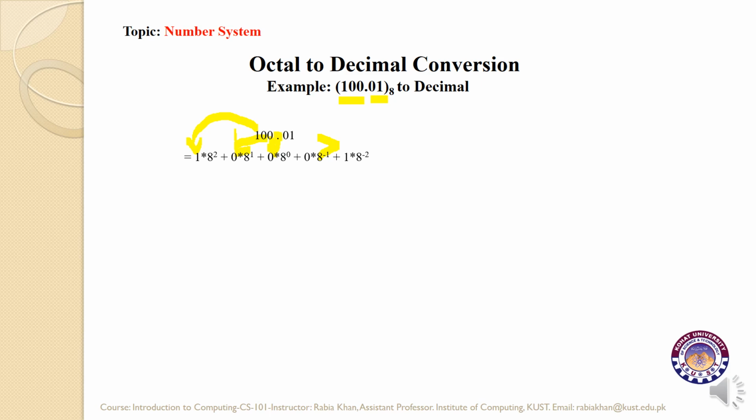The fractional part, the first digit in the fractional part is 0. So 0 is multiplied by 8 and the power of 8 is -1. Next digit is 1. It is multiplied by 8 and the power of 8 is -2. So one multiplication goes from right to left, while the other side multiplication goes from left to right. But keep in mind this decimal point. You do not need to mention the decimal point in the multiplication process.